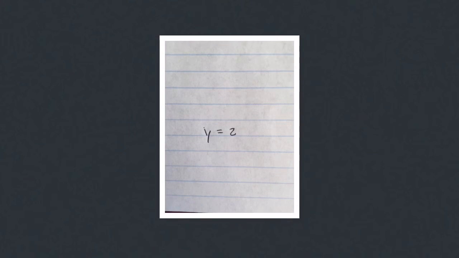Now, as you can probably see right here, I have y equals 2. This is a full equation. You can't simplify this. There's no slope, but you have to graph it. And how exactly are you going to do that?